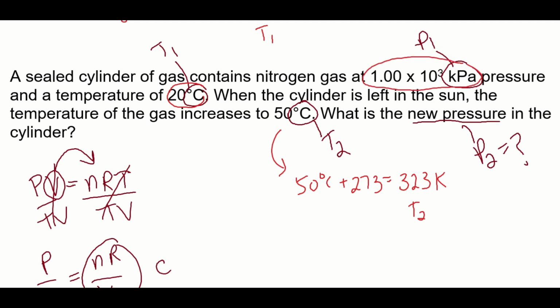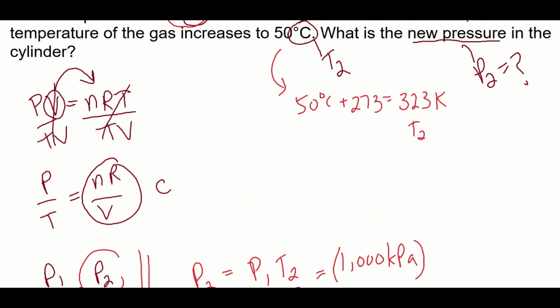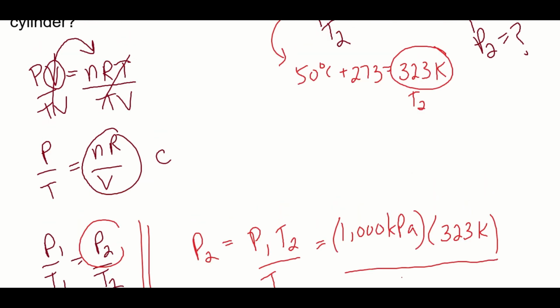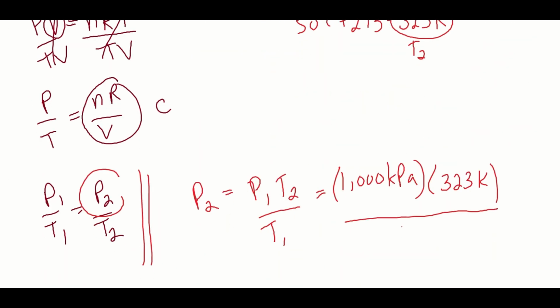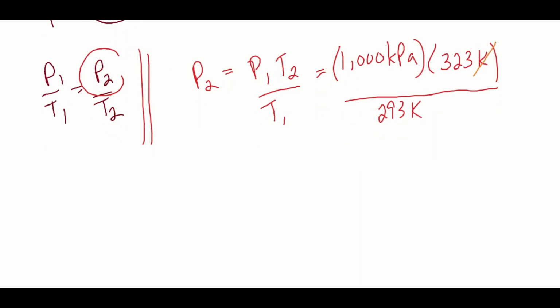P1 is 1000 kilopascals. T2 is 323 Kelvin. And the initial temperature, 293 Kelvin. Kelvins cancel out, and our answer will be left in units of kilopascals.